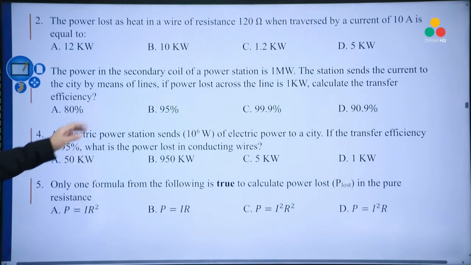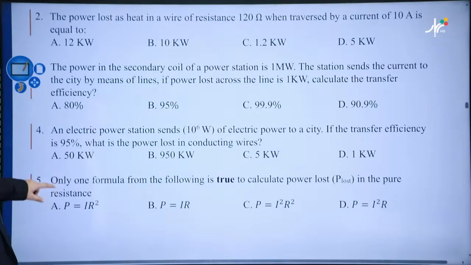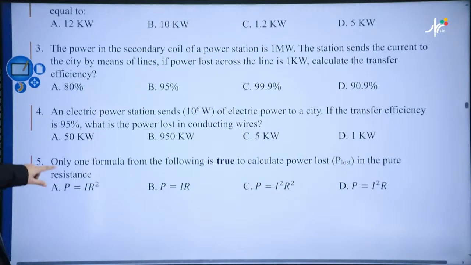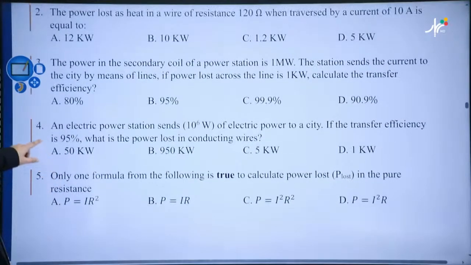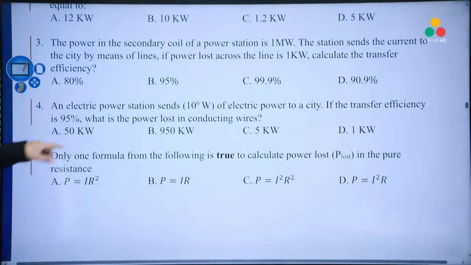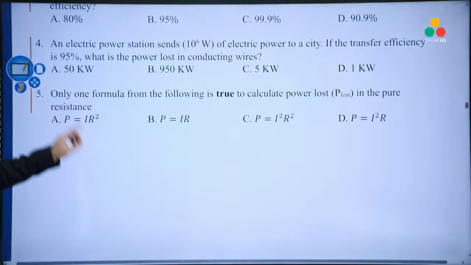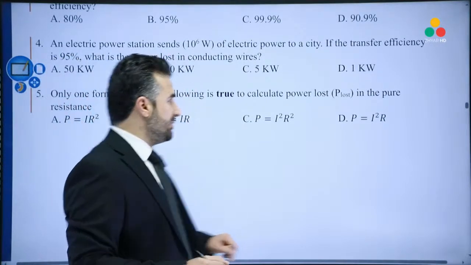It says the power in the secondary of a transformer is 1 megawatt. The station sends the current to the city by means of the lines. If the power loss across the line is... no, that was not the question I wanted to do. This one here. Okay, so these are very easy, by the way. You just do the math and that's it. But I'll try to do this one because there's an idea in it, and I will show you both ideas here.